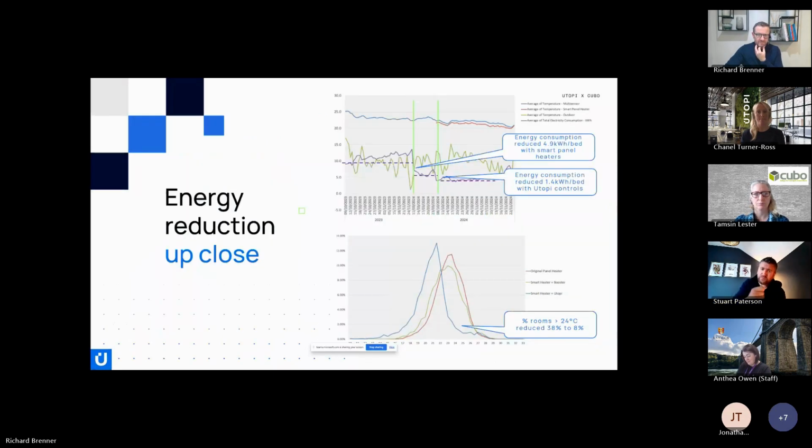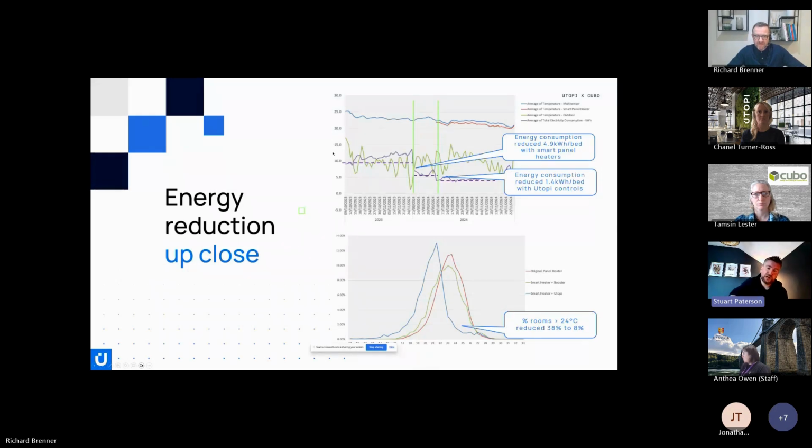It's great to see numbers, but I really like to see temperature distribution graphs. So the top graph here, we can see the original intervention and the impact that it had on energy reduction, and then the Utopi intervention was a further 1.4 kilowatt hours per bed per day. So like I said earlier on, marginal gains, but again, a significant reduction, which this year we've been able to show and prove that reduction has been sustainable year on year, which is really positive.